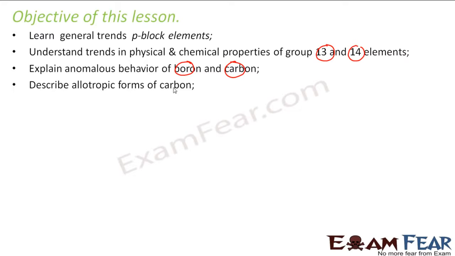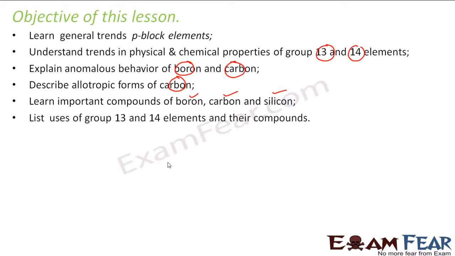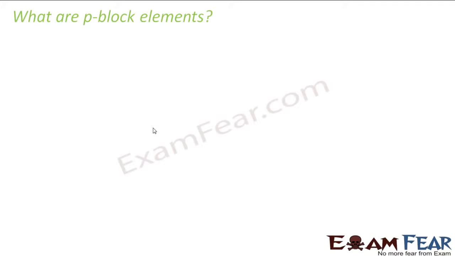We'll define the allotropes of carbon. And we'll learn some important compounds of boron, carbon and silicon. We'll also list some uses of the group 13 and group 14 elements and their compounds. So this is what we'll cover in this chapter. So let's start with the first question.